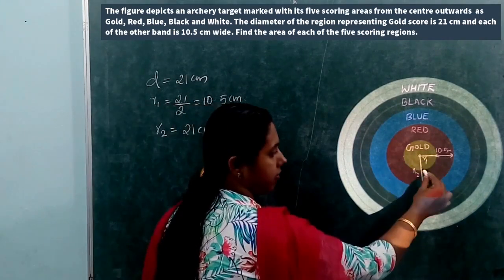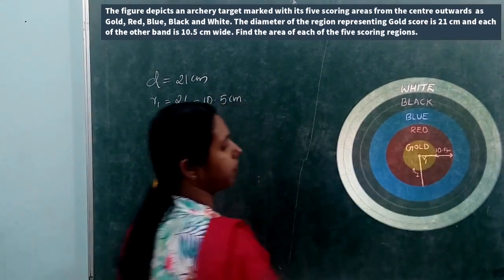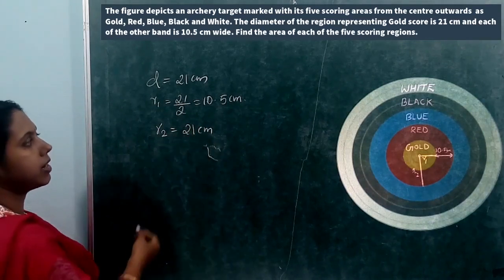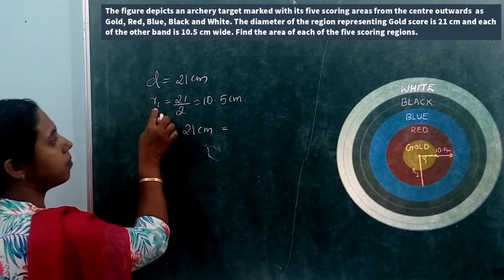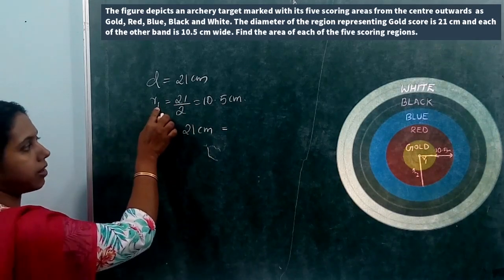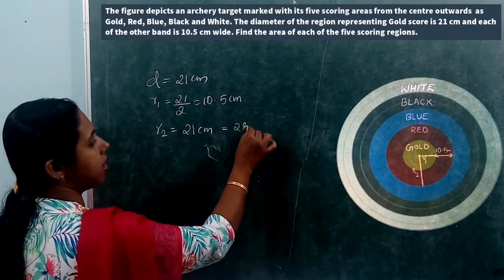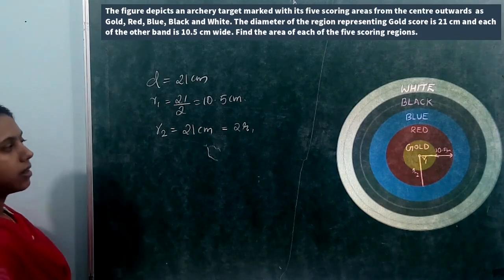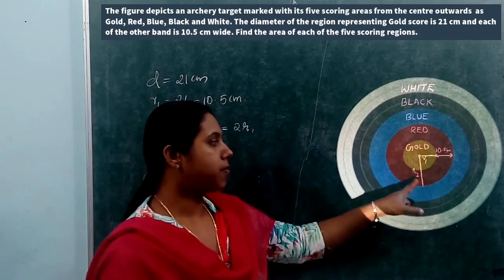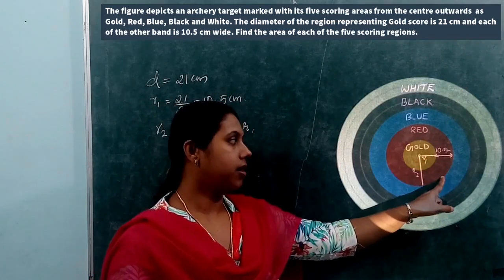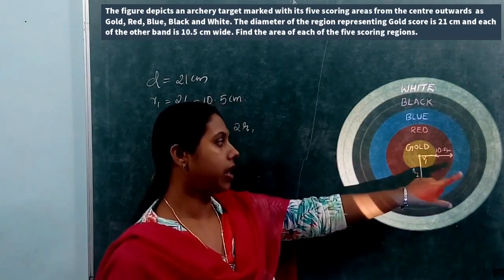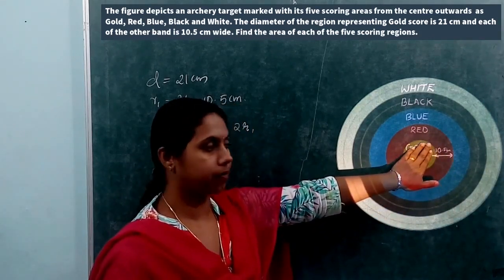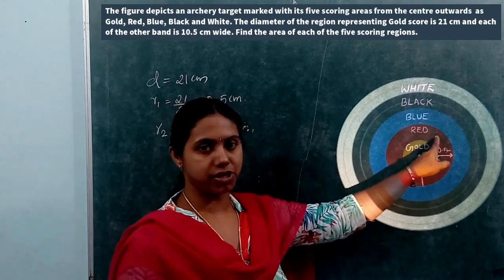This is R1 and this is R2. So R2 is equal to 21 centimeter, that is equal to double of this radius R1. So you can write it as 2R1. Next, we are able to find the area of the red region. The area of the red region will be equal to area of the big circle minus area of this gold area. So we will get the area of the red region.